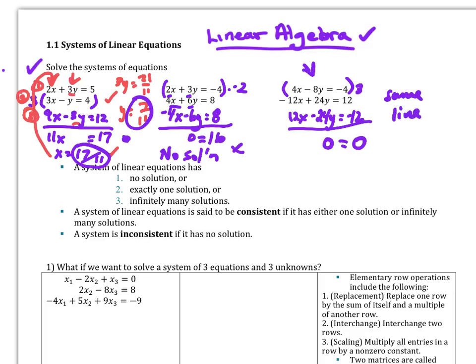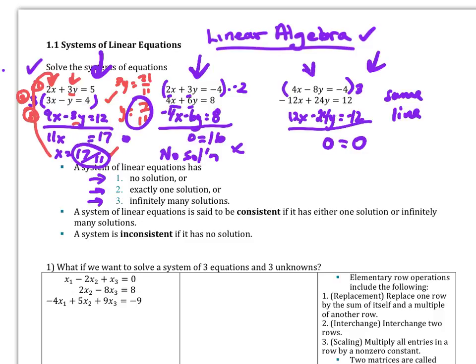And so what we have is really these three different situations. We're going to get one solution, we're going to get no solutions, and now we're going to get an infinite number of solutions. And so we want to classify what each one of those is called. So I have this right here: no solution, exactly one solution, or infinitely many solutions. And that's the three cases that we had above there.